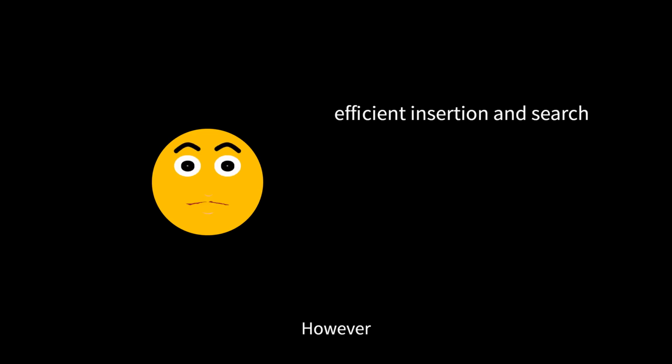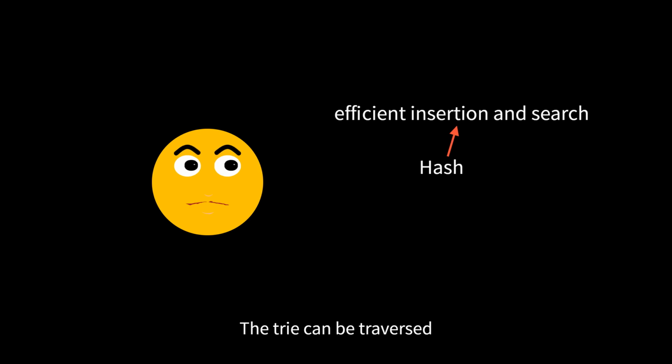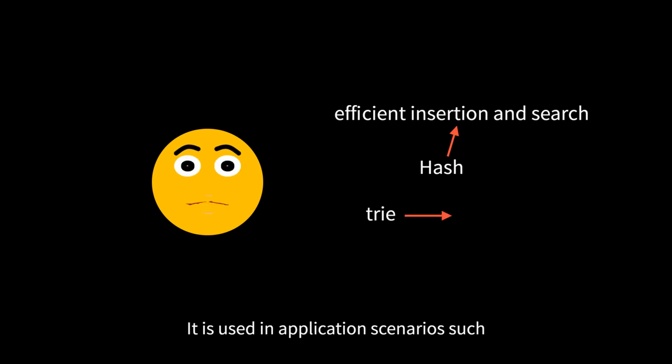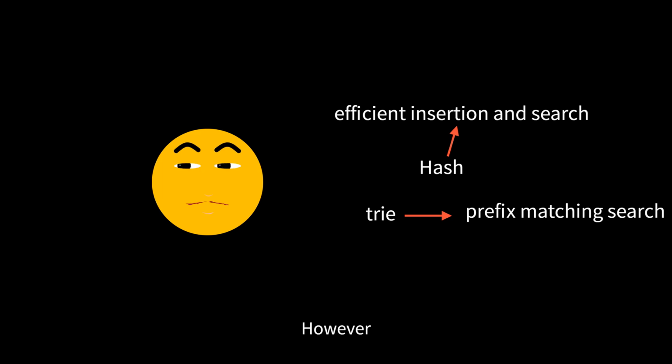Okay, let's summarize. The tree supports efficient insertion and search. However, hash also has the same characteristics. The tree can be traversed, but hash is not. It is used in application scenarios such as prefix matching search.